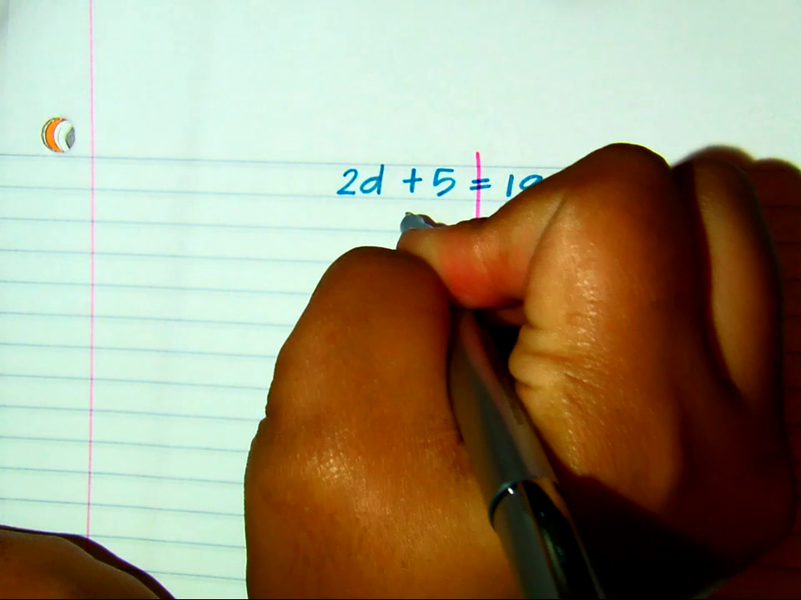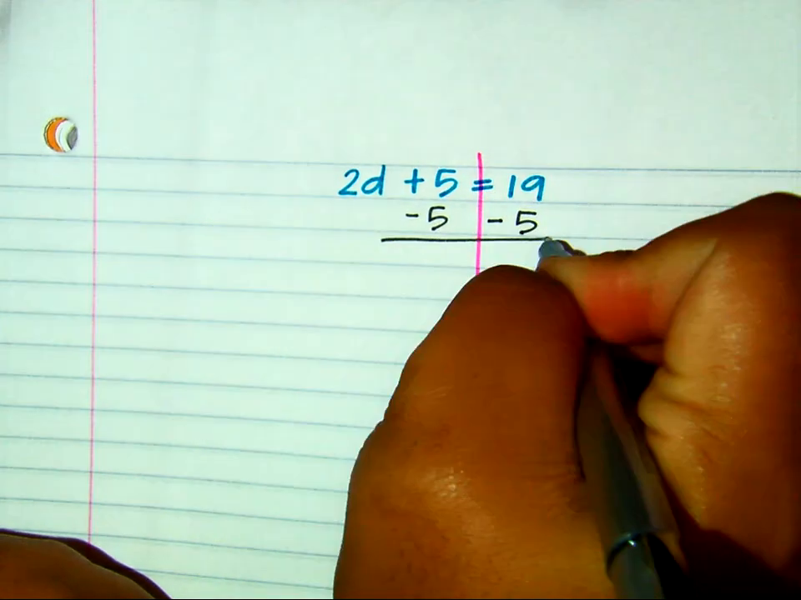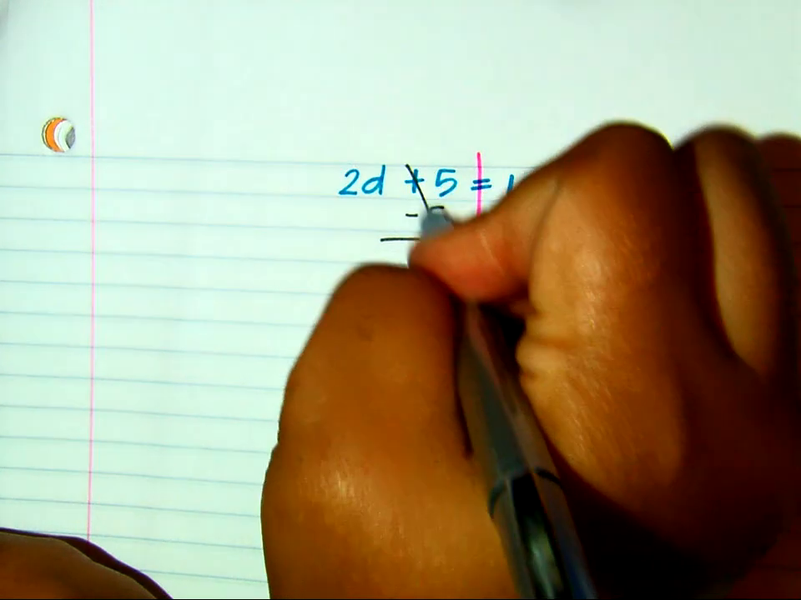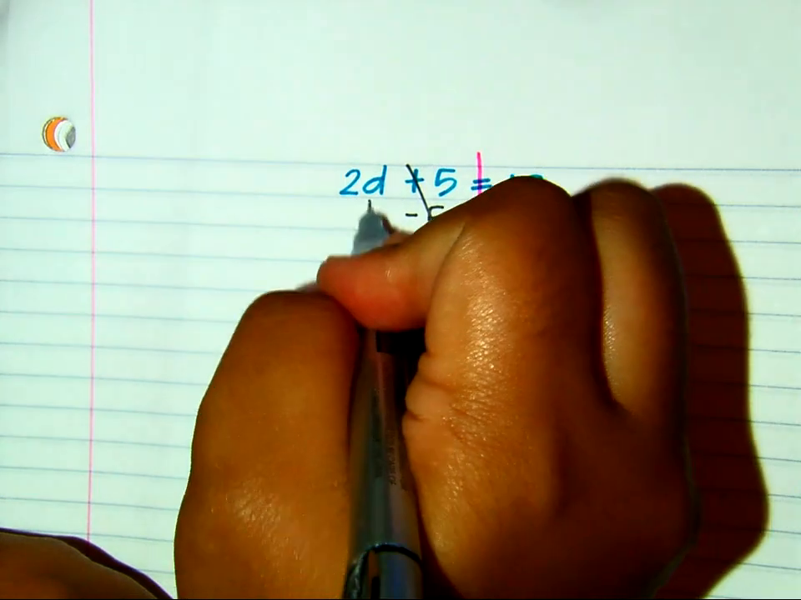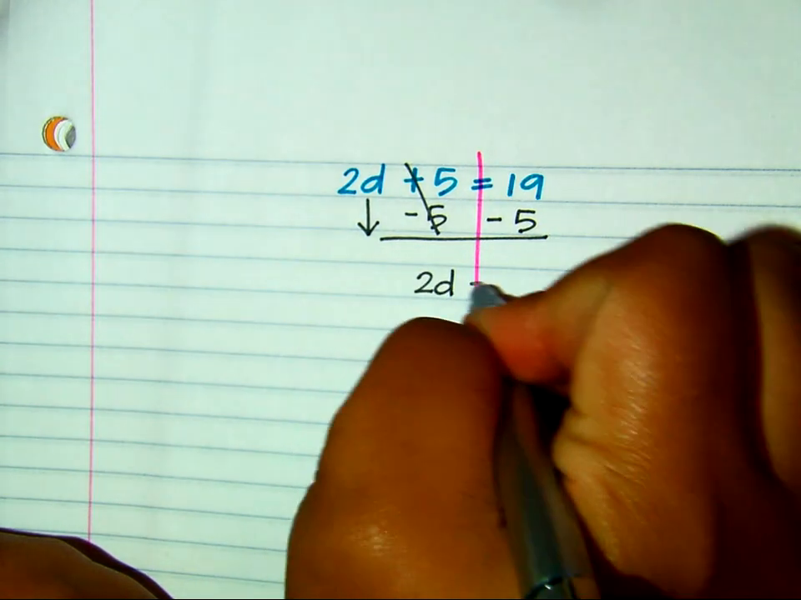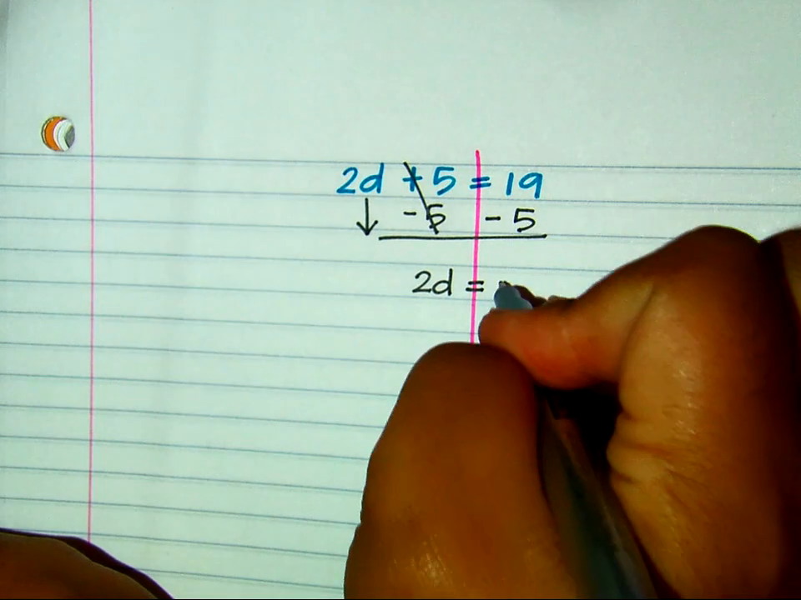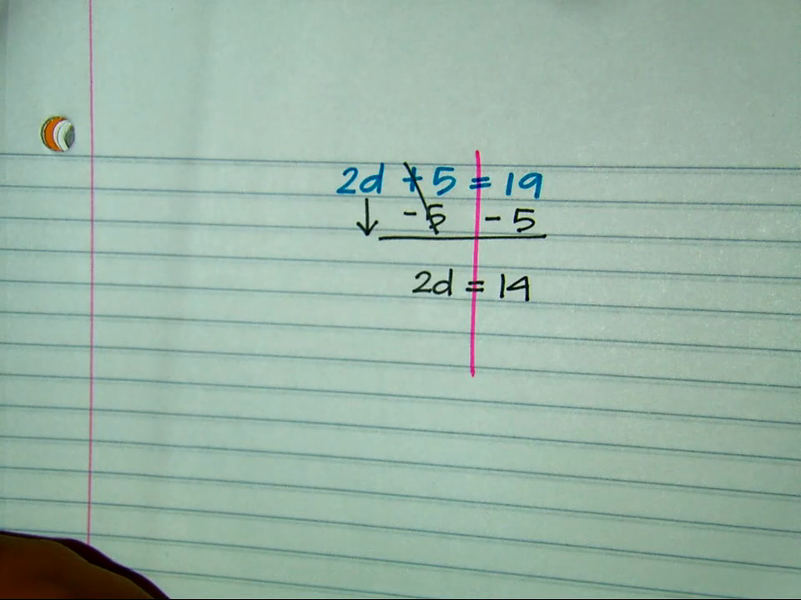So if it's a positive 5, I am going to subtract 5 on both sides. 5 minus 5 is 0, so that cancels out. And I'm going to drop 2D down because I need it still. 19 minus 5 is 14. I still need to get D by itself.